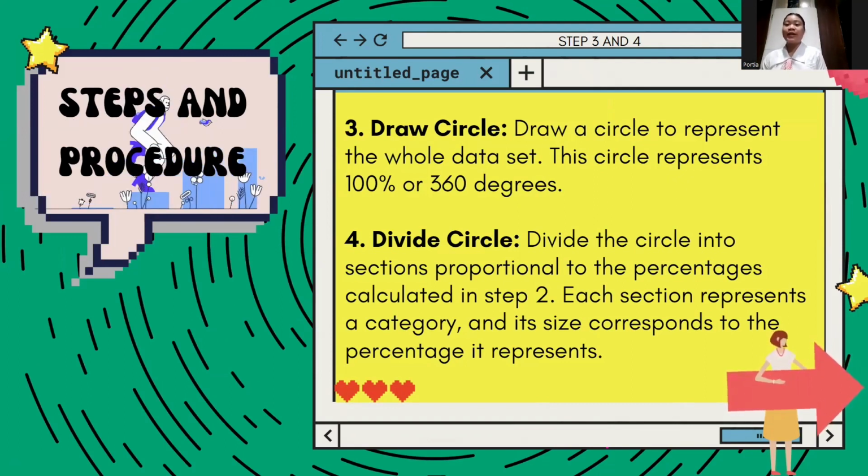The next one is to divide the circle. Divide the circle into sections proportional to the percentages calculated in step 2. Each section represents a category, and its size corresponds to the percentage it represents.